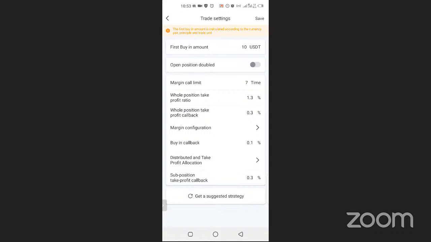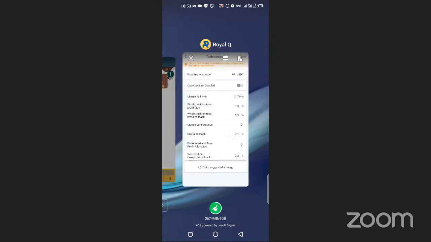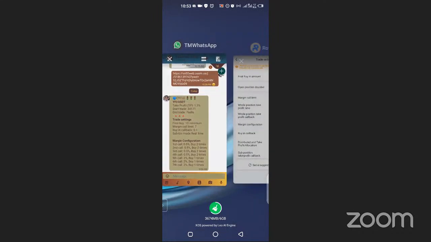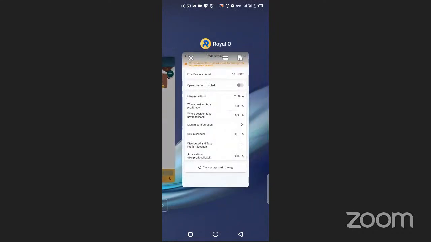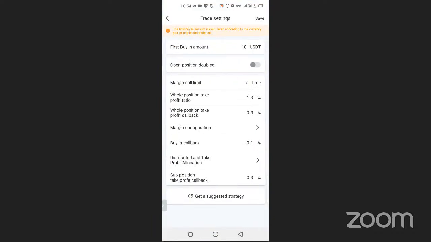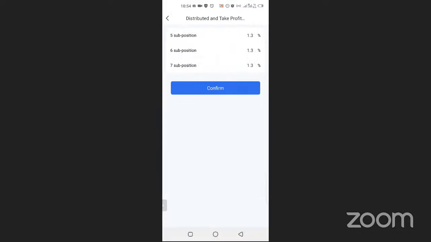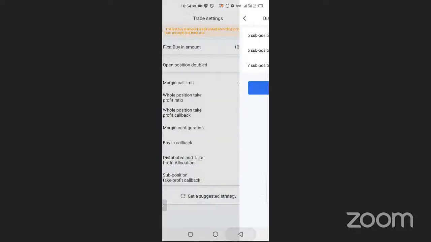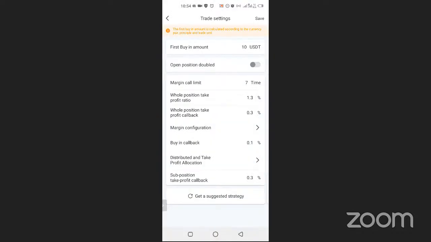Then after I've confirmed, now Royalq has a submit mode. Now the submit mode, ladies and gentlemen, is where the robot can sell, the distribution of take profit location, where the robot can sell even before it completes this, the selling button.